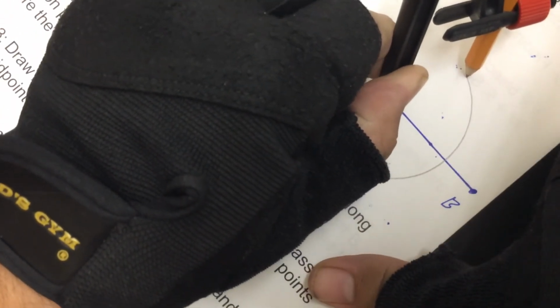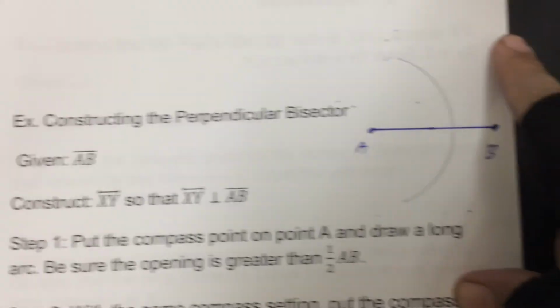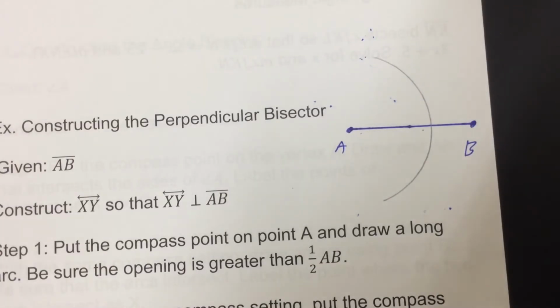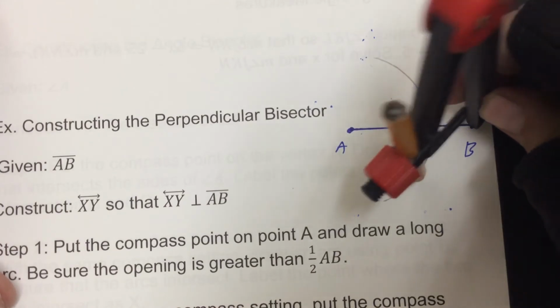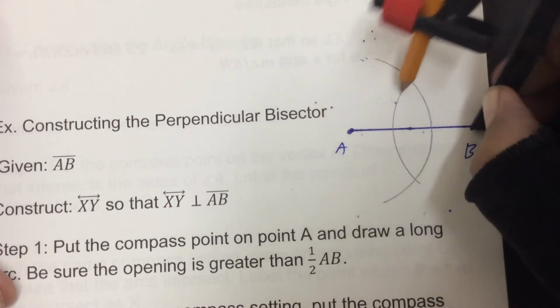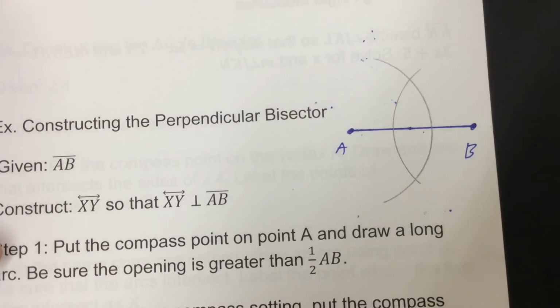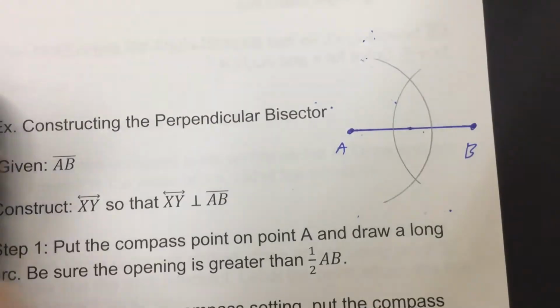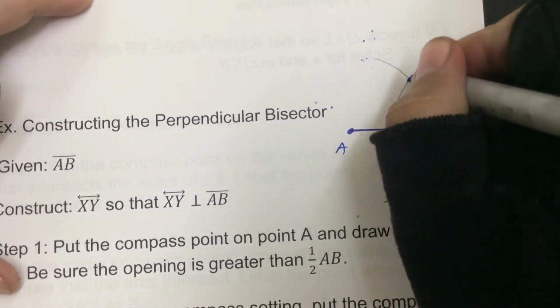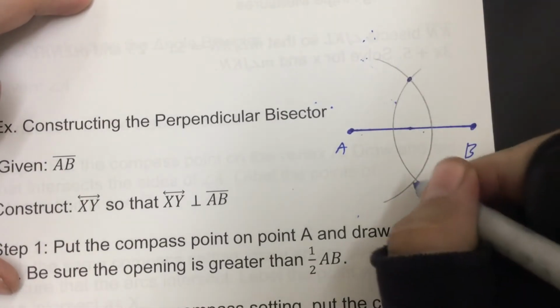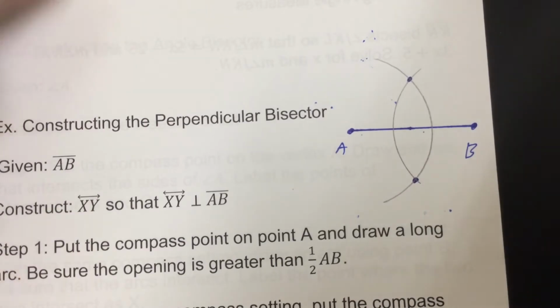And if you need to rotate your paper, go for it. So, nice big arc. From the other side then, with that same angle measure, we're going to move to B, and draw another big arc, so it kind of crosses through like that. Where these touch, that'll be a point up there and a point down here. And then we can draw our line through that.